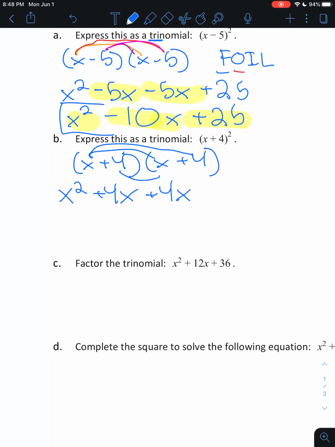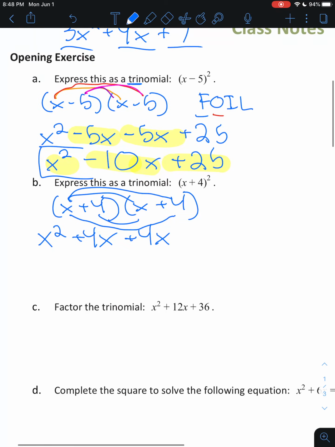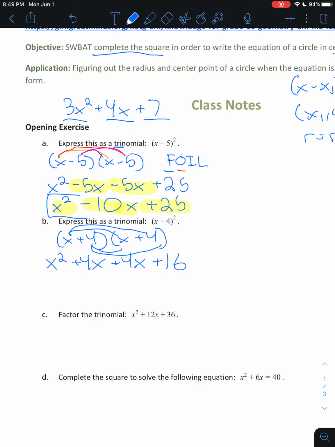And then lastly, we have the outer ones, sorry, I meant the last ones. I'm getting confused here. The last ones are the 4 and the 4, which would be positive 16. Again, we can combine these two terms in the middle. So we get x squared plus 8x plus 16. And that's our answer.